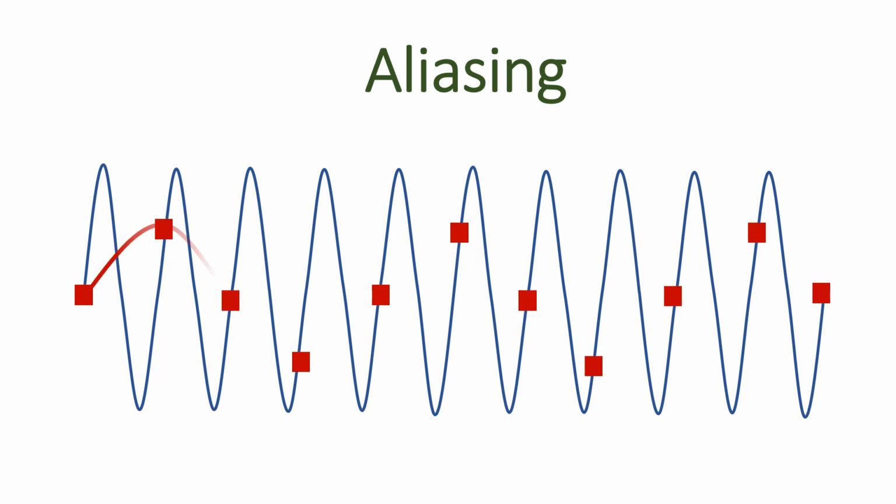So the measurements are done at a lower frequency, and as a result, the curve resulting from these measurements has a significantly different frequency, leading to an incorrect value of the calculated velocity. This phenomenon is called aliasing.